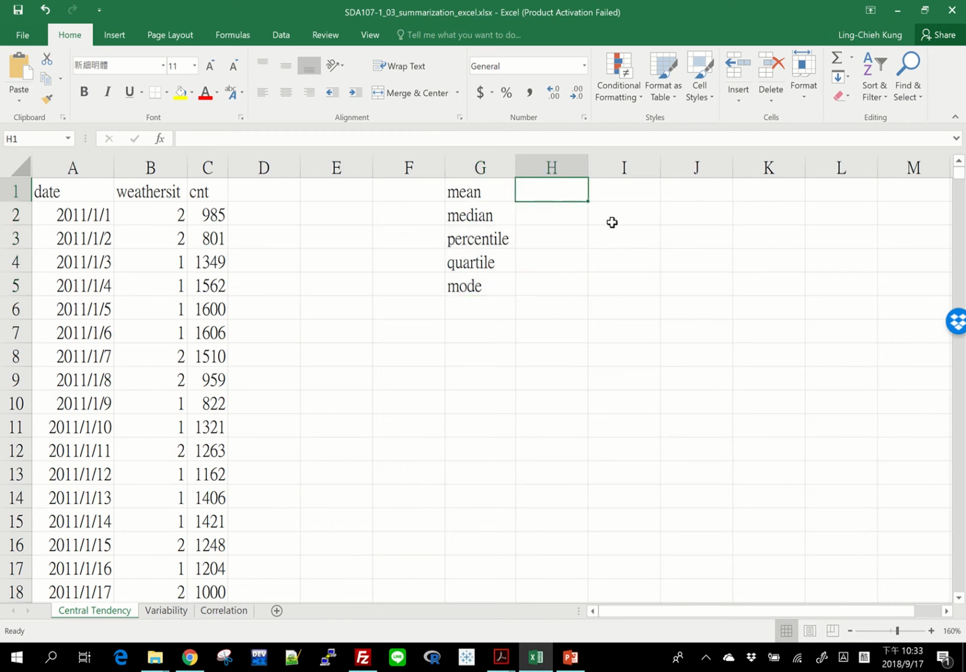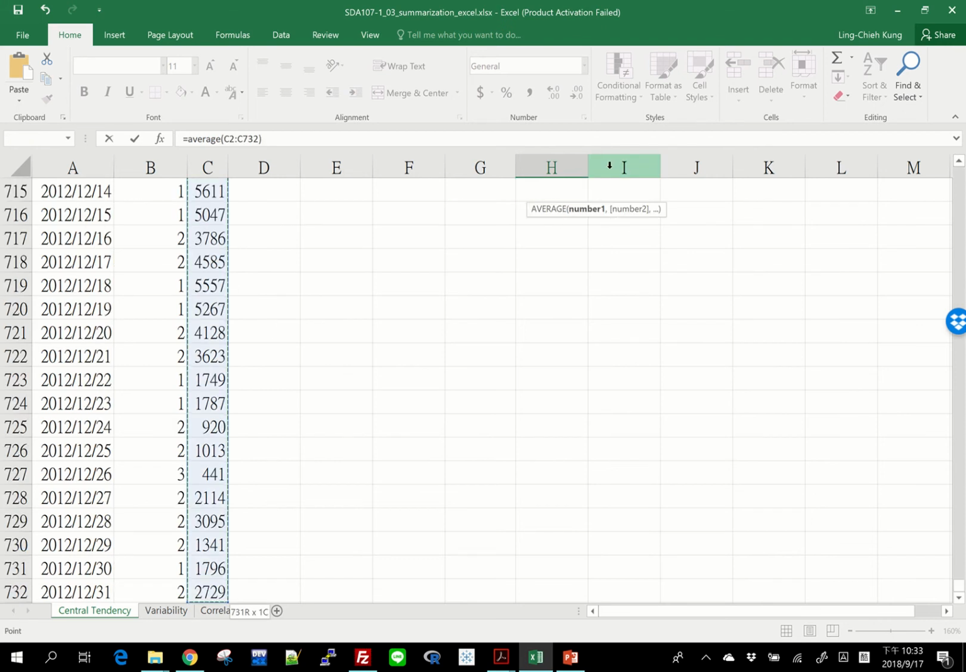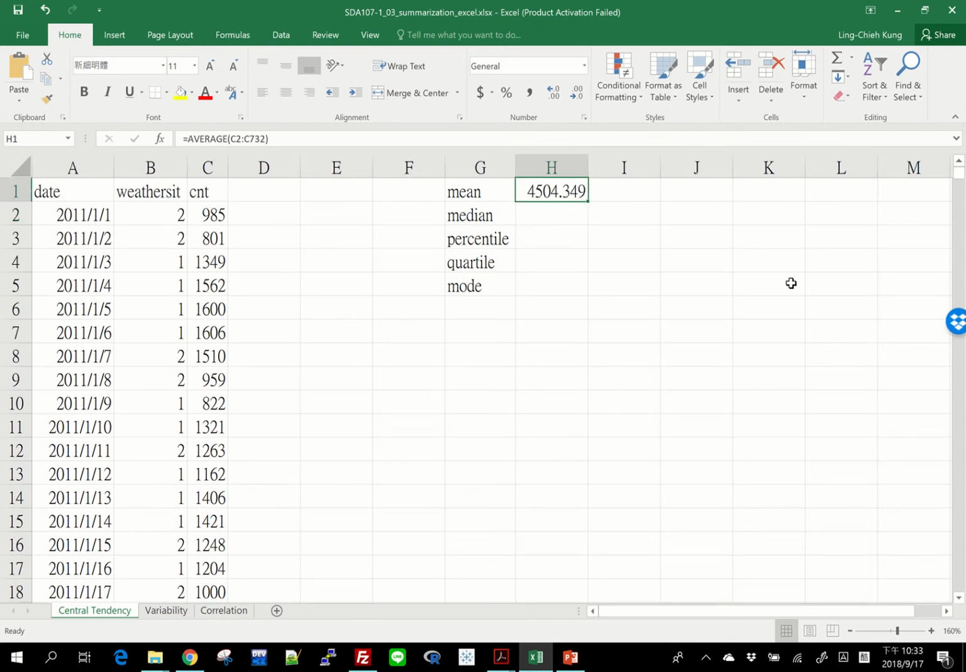So for mean, actually most of you have already done that. You know how to do it. It's just average. Okay, so let's just use average. So I may, for example, select all those CNT values throughout 2 years. I get 4,000 and about 4,500. So that's the daily average rental number that I have in that 2 years. So that's just average, mean, simple.